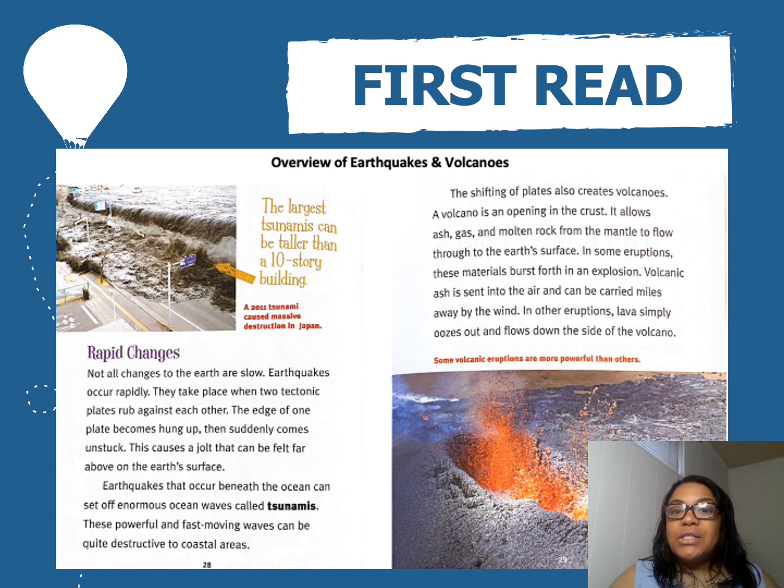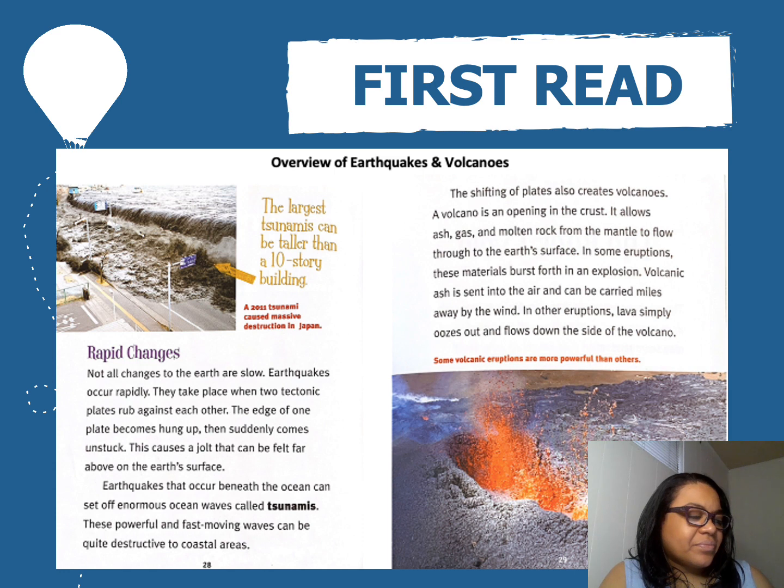We're ready to start reading, so I'll give you a few seconds now to turn to the first text in your packet so you can follow along as I am reading. Go ahead, find the first reading, overview of earthquakes and volcanoes. Good. And don't forget, you can also use the text features to help you understand the text better, like the captions and the pictures and the bold print. All right, you got your text? Put your finger under the words rapid changes, and I'm going to start reading.